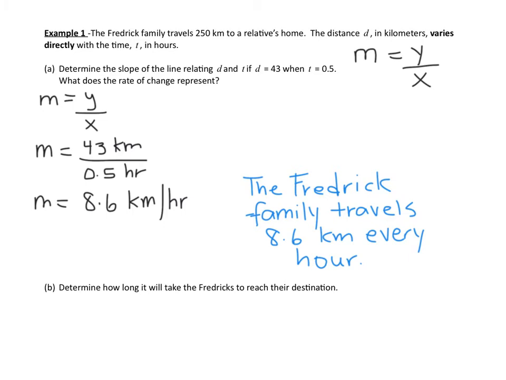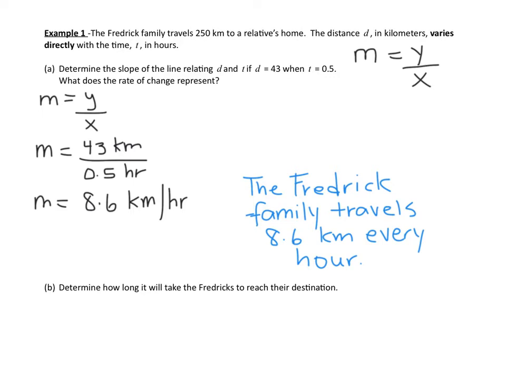All right, now that we have that information, they want us to determine how long it will take the Fredericks to reach their destination. Their destination is a relative's house, and that relative happens to live 250 kilometers away. So that is the total distance they need to travel, according to the question, to get to this relative's house.